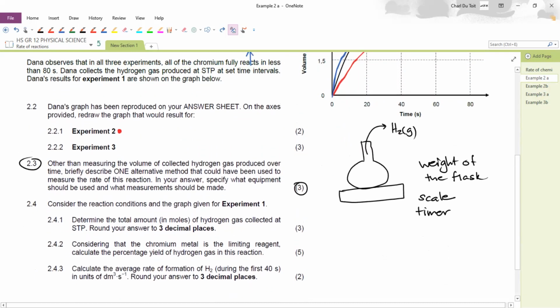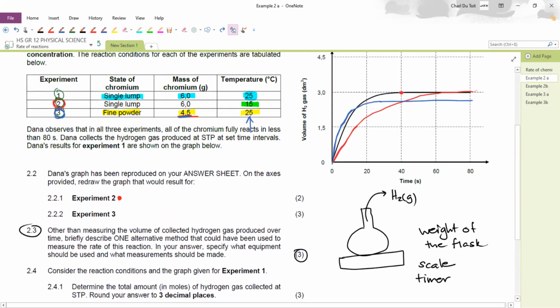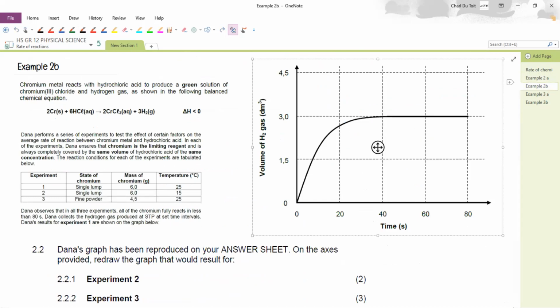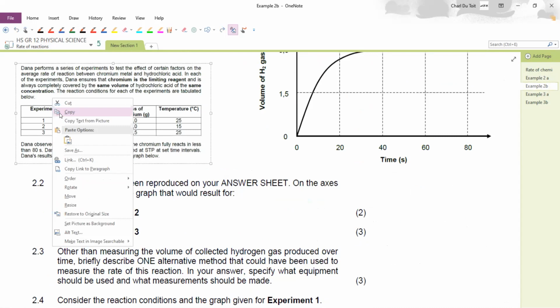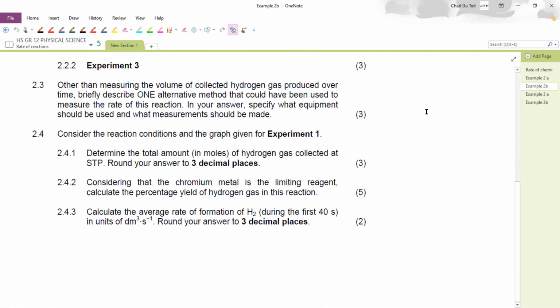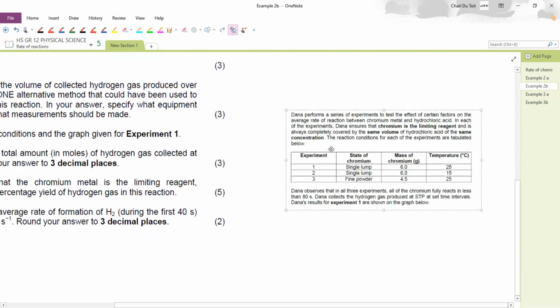Okay, now calculations. Consider the reaction conditions in experiment 1. I'm just going to go here, and we're going to copy 1, paste it there.